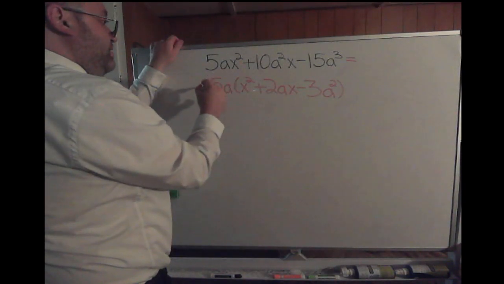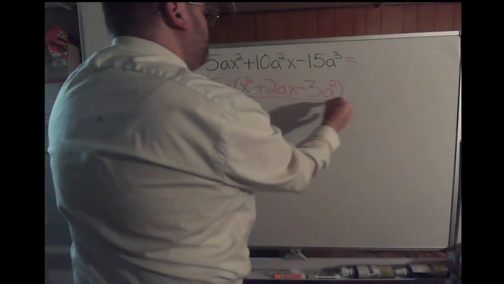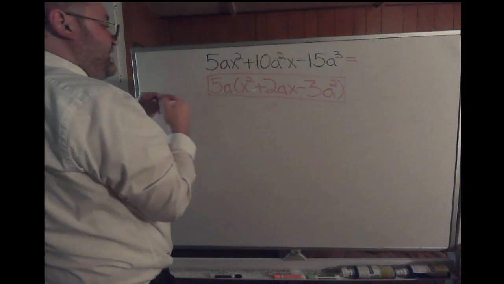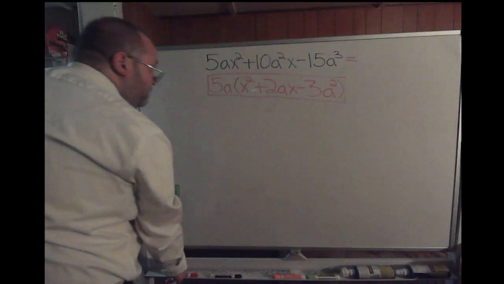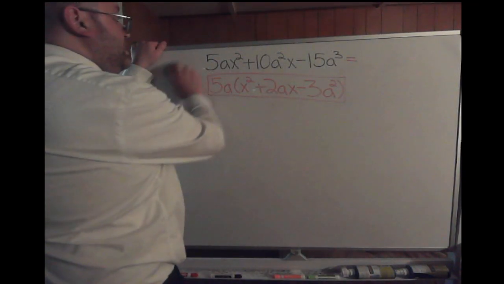So for now, this is all we can do. In the future, we'll be able to factor further, but for now, this will suffice. 5a times the quantity of x squared plus 2ax minus 3a squared. Actually, in the not too distant future, we'll be factoring quadratic equations like that.